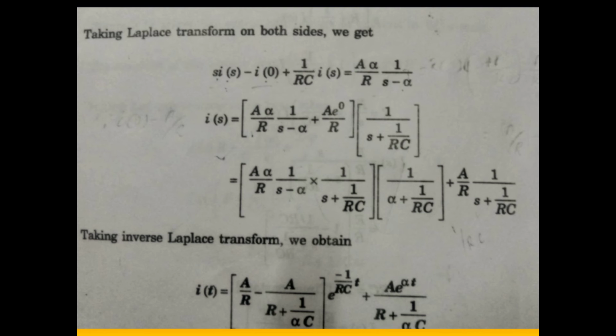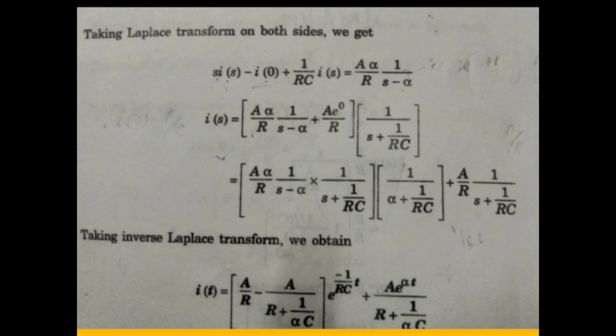Now I am rearranging this equation so that I can take I(s) on one side. We get (Aα/R)·1/(s − α) plus A e^0. That is A/R; you can rewrite it as A e^0, and e^0 is 1. So I am writing A/R as A e^0. Then 1/(s + R/C) is taken to the other side, so we get this equation.